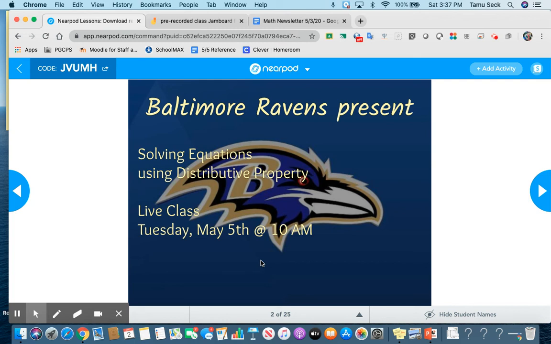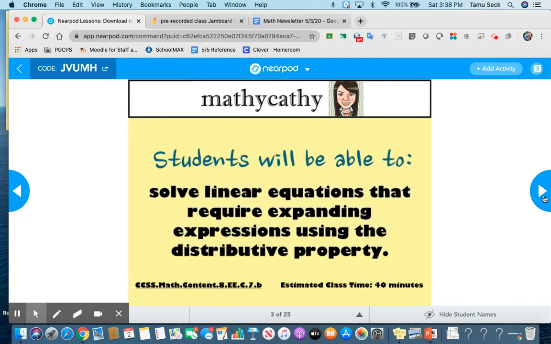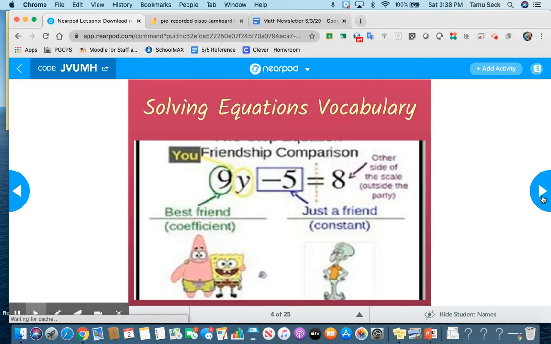This is a pre-recorded video for solving equations using distributive property. Students will be able to solve linear equations that require expanding expressions using the distributive property. Let's review some vocabulary. A variable is a letter that represents an unknown number. This equation has two constants. A constant is a number that has no variable, and a coefficient is a number that multiplies a variable.